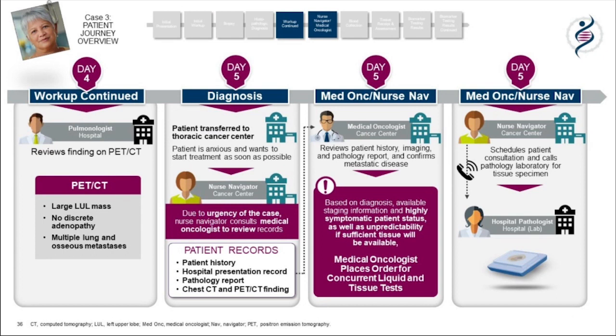Day 4, workup is continued, right? PET CT shows large left upper lobe mass, no discrete adenopathy, multiple lung and osseous metastases. On day 5, patient is transferred to the thoracic cancer center. Patient's anxious, wants to start treatment as soon as possible, connects with the nurse navigator at the cancer center. Due to the urgency of the case, nurse navigator consults medical oncologist to review patient records, history, presentation, path report, chest CT, PET CT findings.